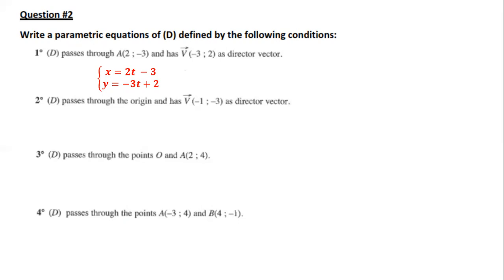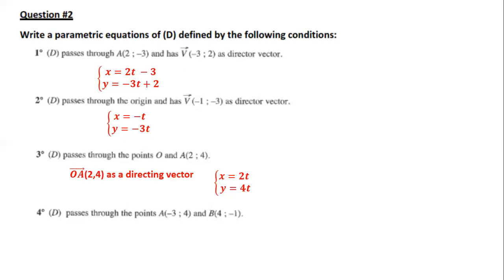In number 2, D passes through the origin and it has a directing vector. So this is the parametric equation. We just put the coordinates of the directing vector before the parameter, and since it passes through the origin, there are no constants beside the parameter. In number 3, D passes through the points O and A. So here I have to find the directing vector for this straight line, and it's very easy. It's OA, which is (2, 4), and now I can put them as coefficients of the parameter without any constant, because it passes through the point O.